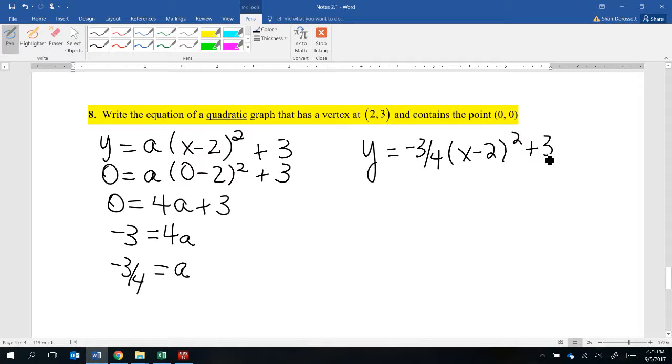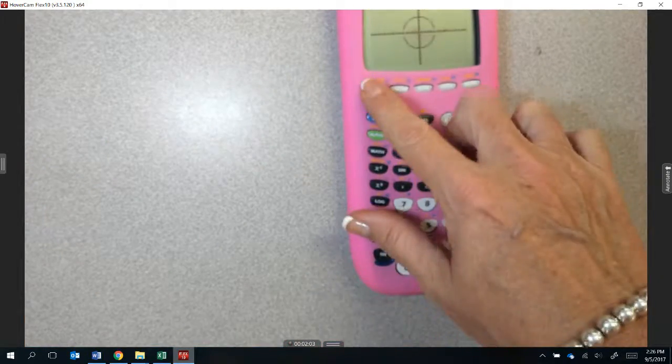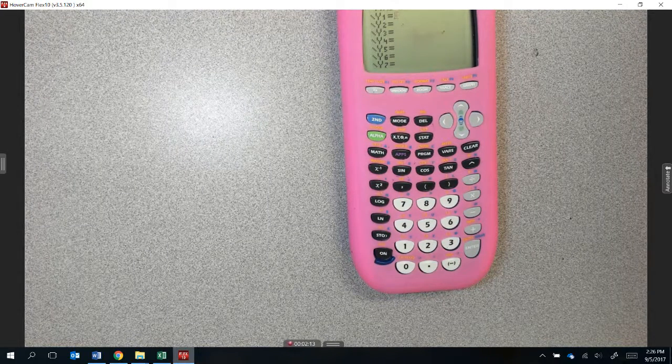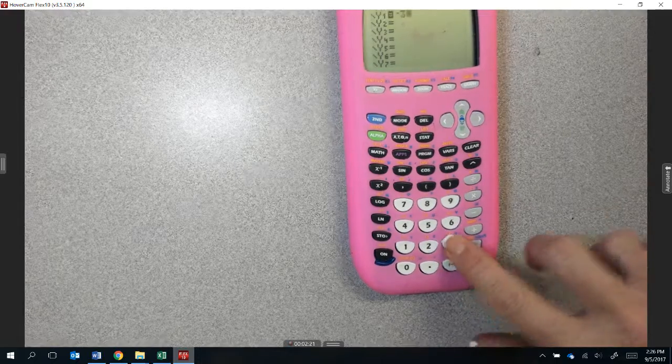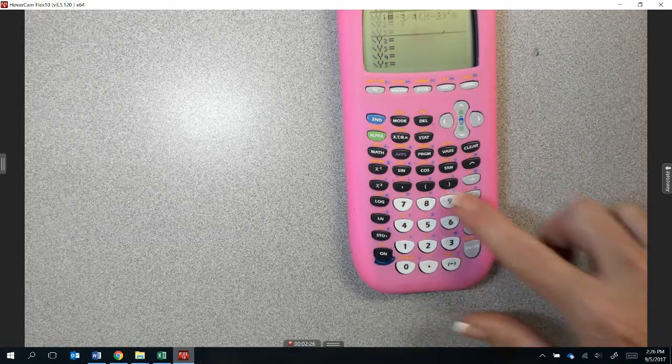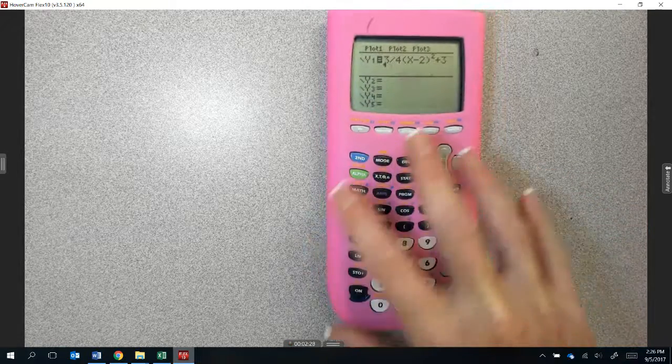If I wanted to see if that's correct, I can look at it on the graphing calculator. So let's go to the graphing calculator now. I'm going to type in the function that we just came up with. What was it again? Did I write down the equation? What was it? y equals negative 3/4, and then parentheses x minus 2 squared plus 3. Okay, so that's the equation we came up with.